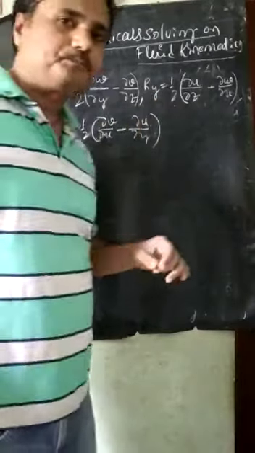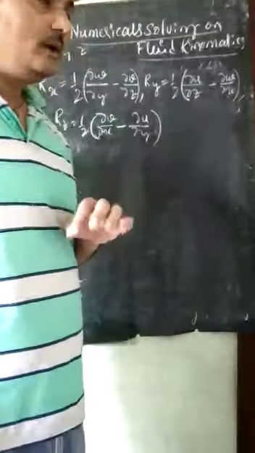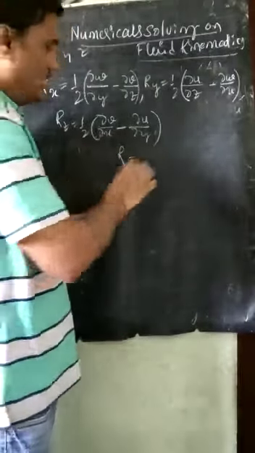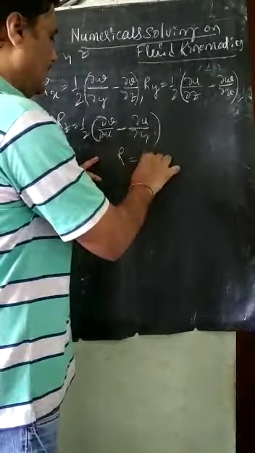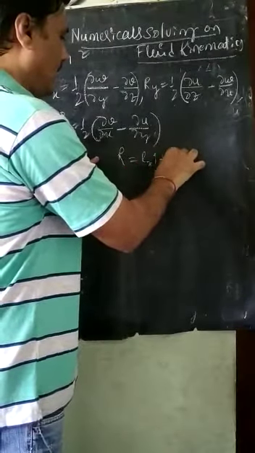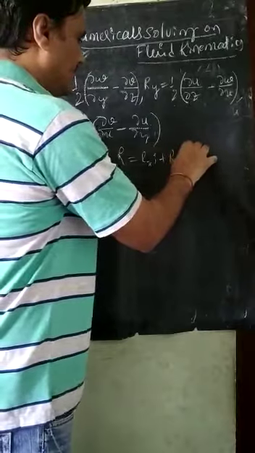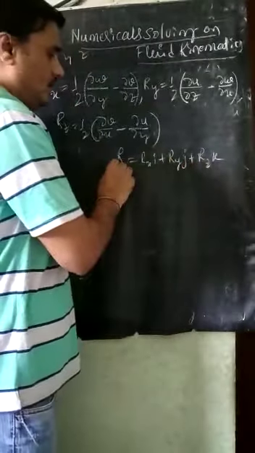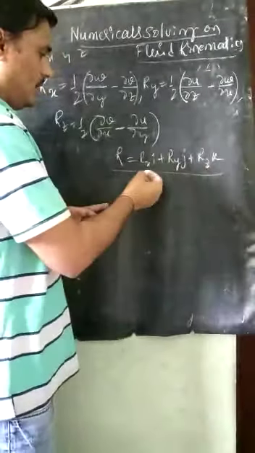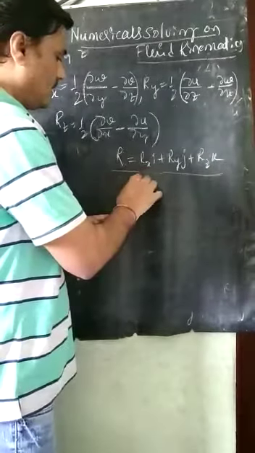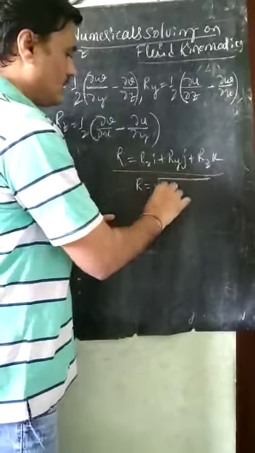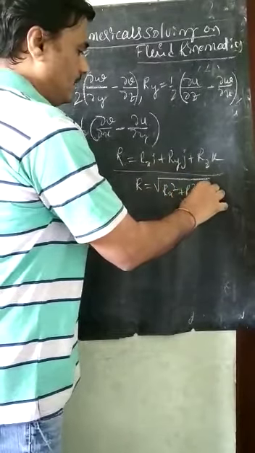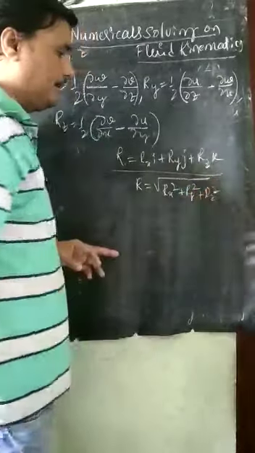So these are the rotational components. The resultant rotational component we can write as capital R equal to Rx into i plus Ry into j plus Rz into k. This is the vector form, and the magnitude is R equal to the square root of Rx square plus Ry square plus Rz square.